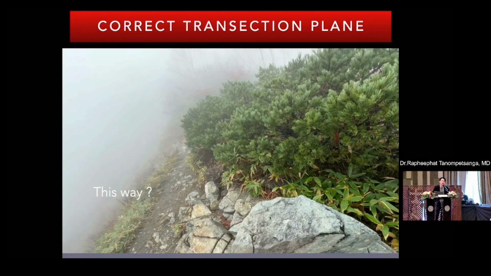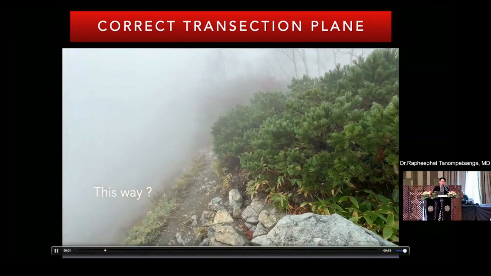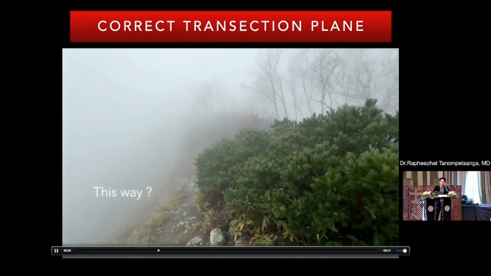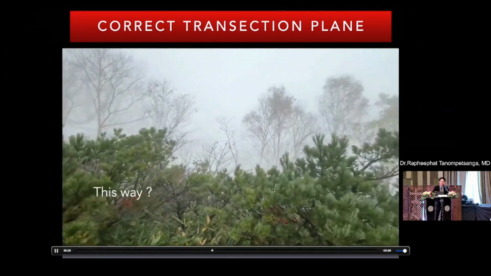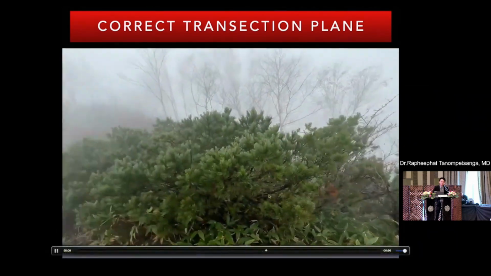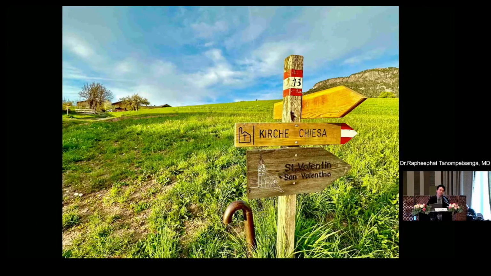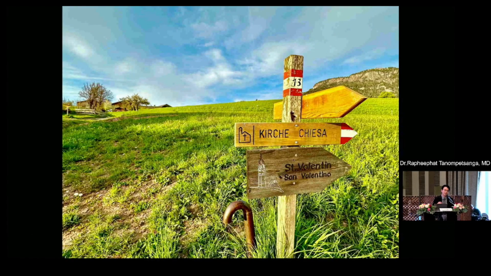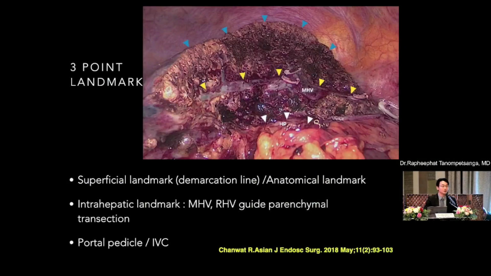Another concept is that you have to do the correct transection plane. For the rookie, for someone new to the laparoscopic approach, sometimes you get into the liver parenchyma and you don't know which way to go, because while doing the parenchymal transection there is no direction sign. So you have to see the intrahepatic landmark. This is proposed by Dr.